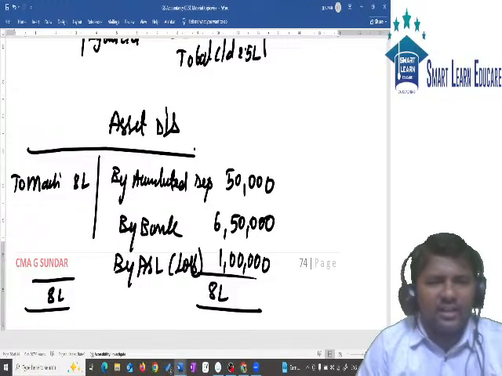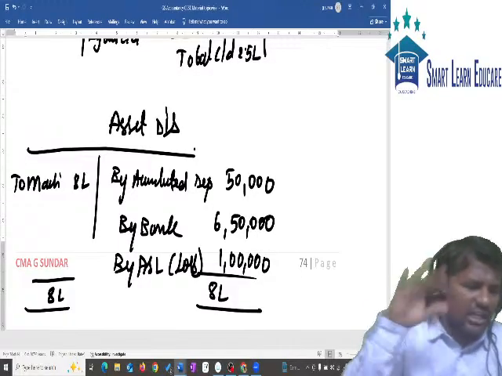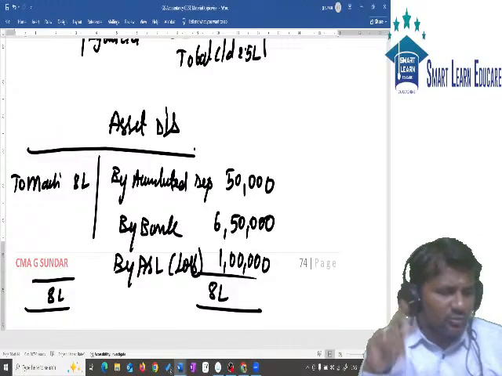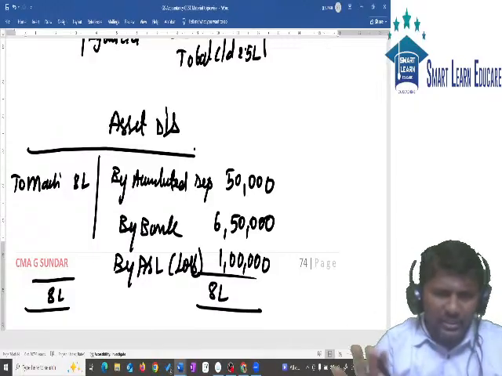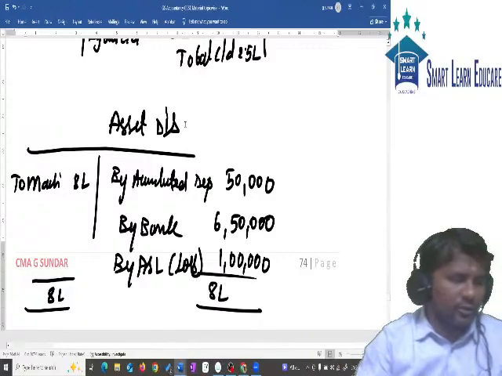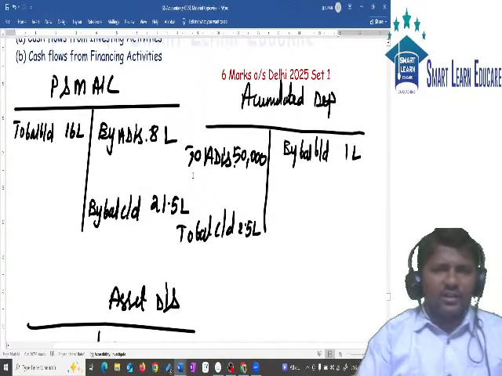As a non-operating item, this 1 lakh should be added back. Anyway, the question does not ask for it, so it is not required. I told you for understanding. Next, asset account.